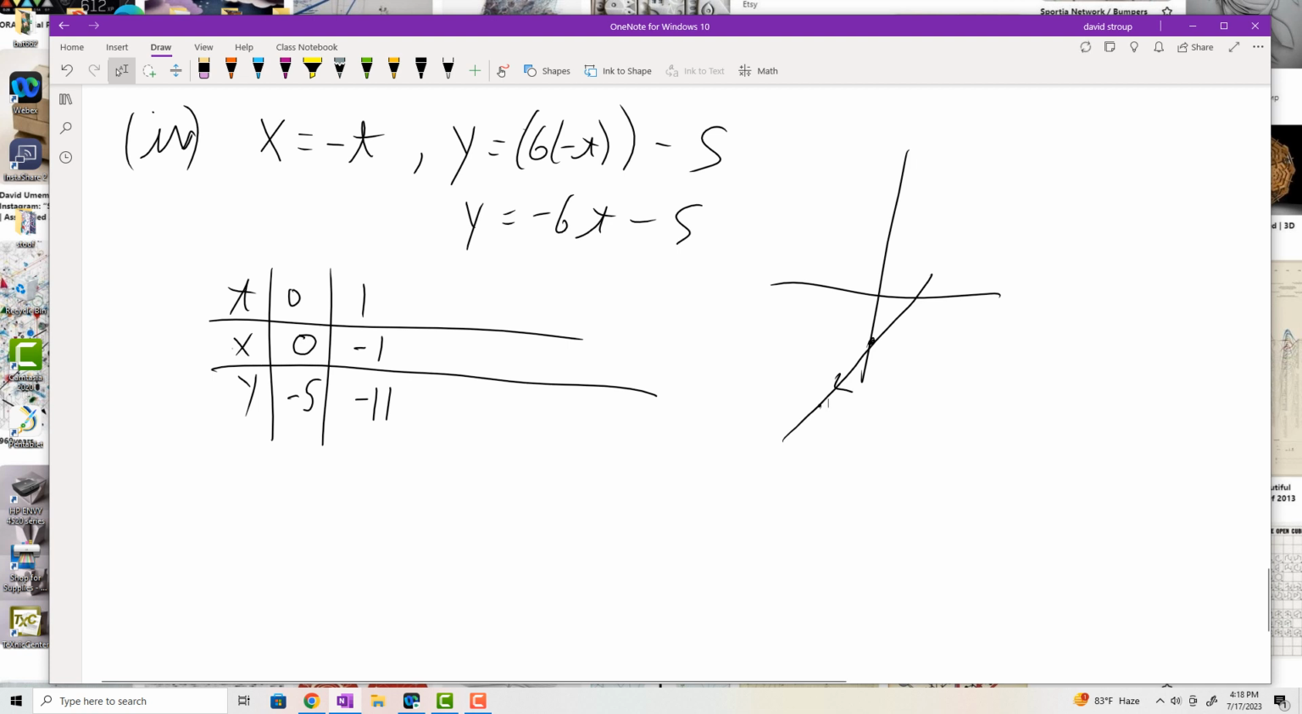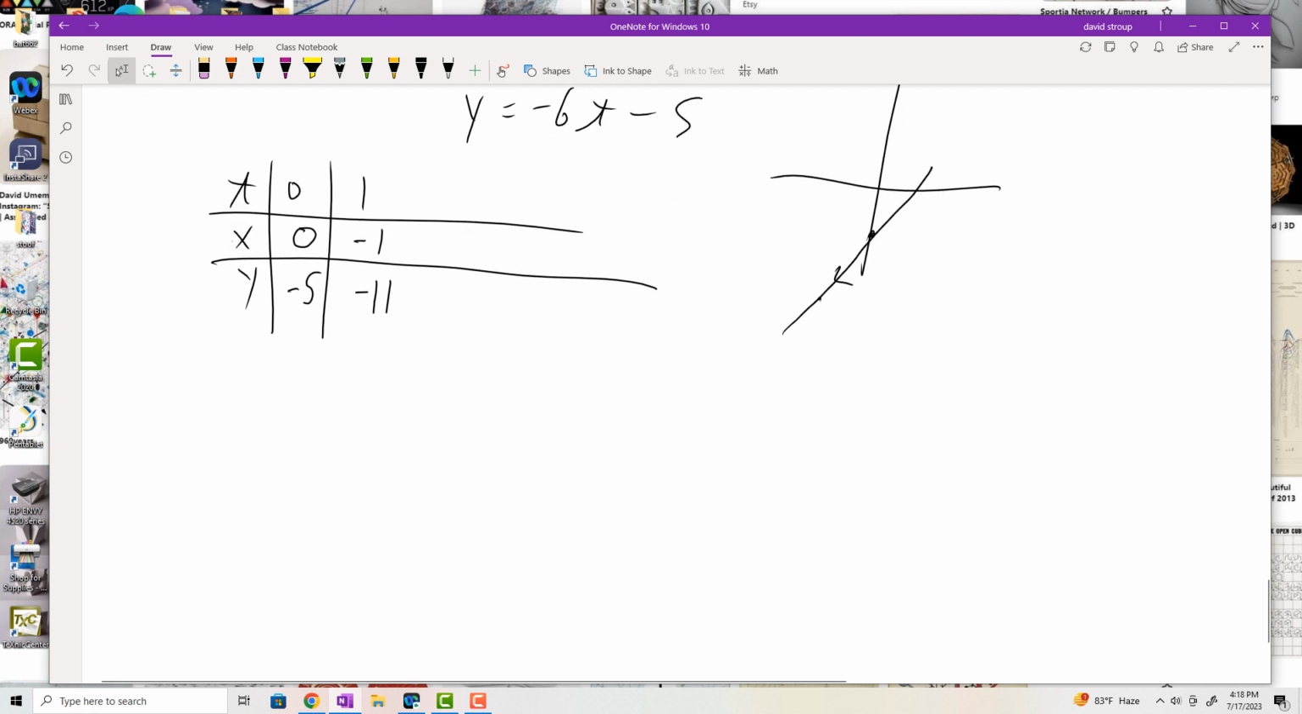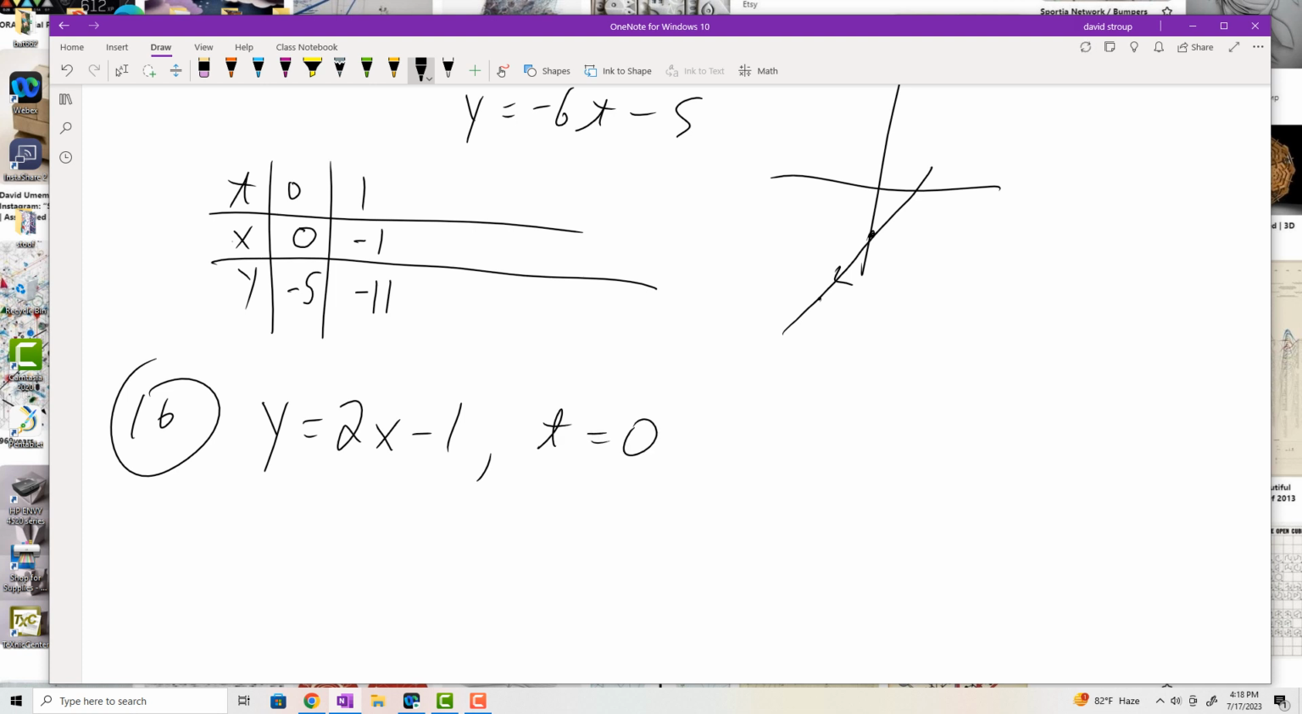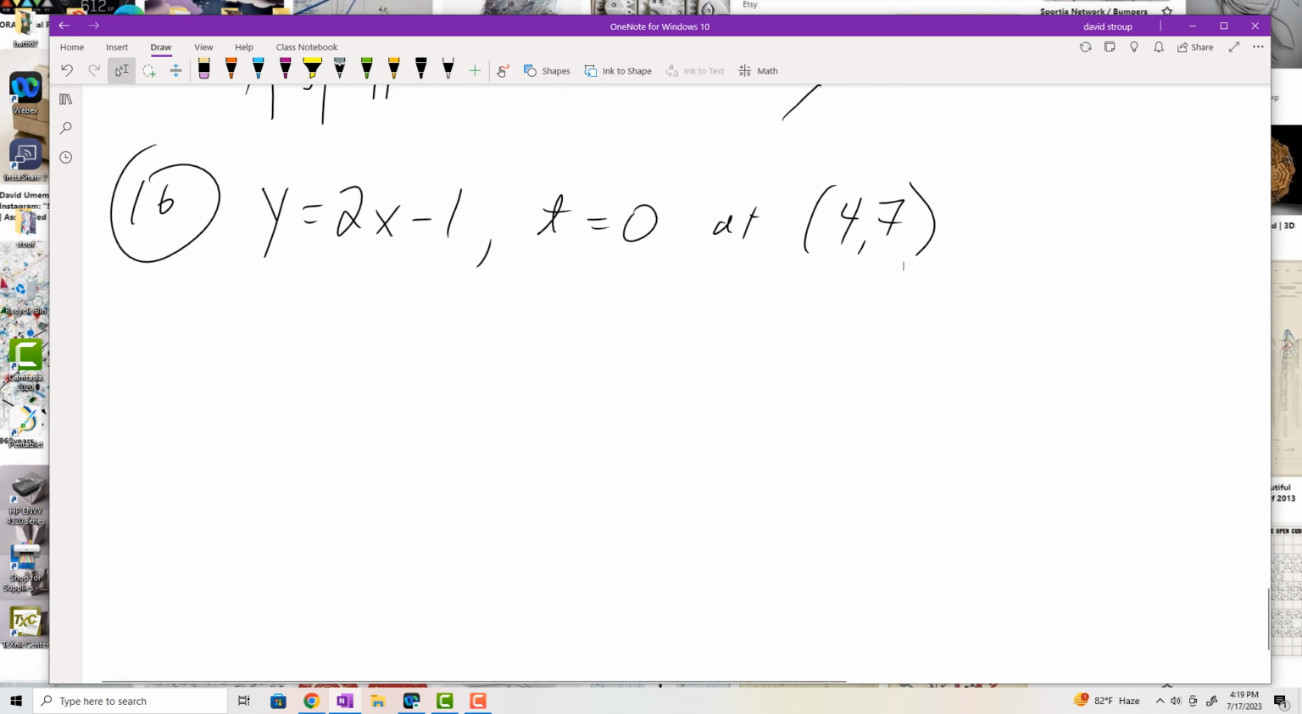Okay. Let's look at another one, number 16. Again, I believe that in the homework you'll develop a general way of accomplishing this. Let's say I want t to be 0 to start at 4, 7. So how do you pull this off? Well, you work with a slope, an x slope and then a y slope, right?